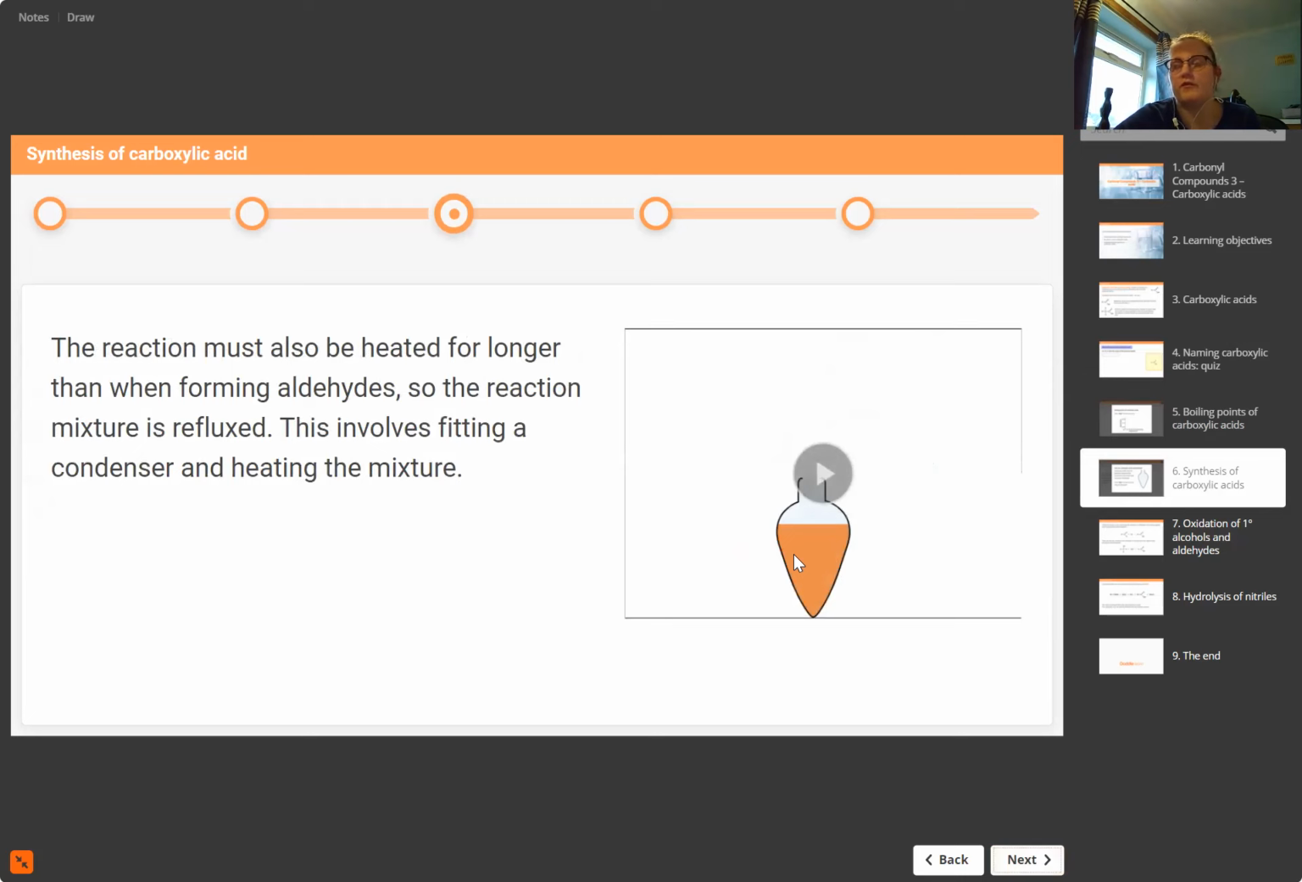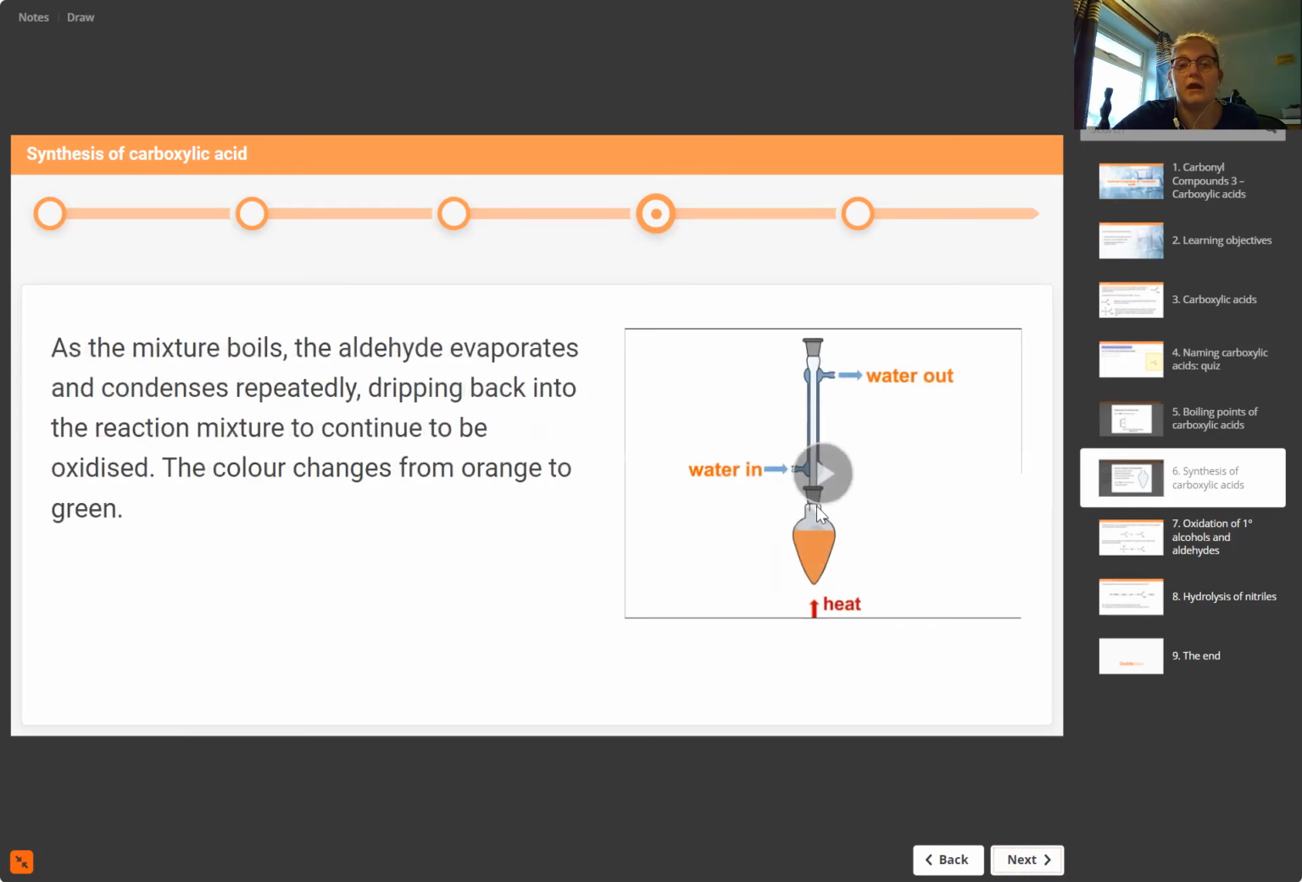And the ethanol, because obviously we need that primary alcohol as well. So then the reaction mixture has to be heated for longer than if we were just forming aldehyde. So we heat it, and this reaction is then going to be refluxed. And when we reflux something, this involves us fitting a condenser and we heat the mixture. As our mixture is going to be boiling, the aldehyde will evaporate and then it condenses repeatedly and drips back into the reaction mixture, which allows it to then continue to be oxidized.